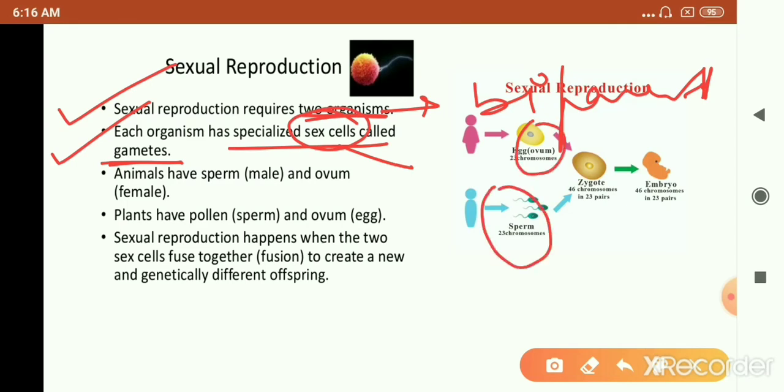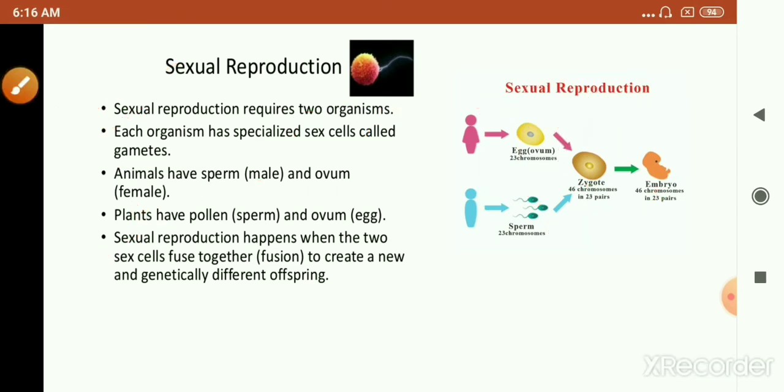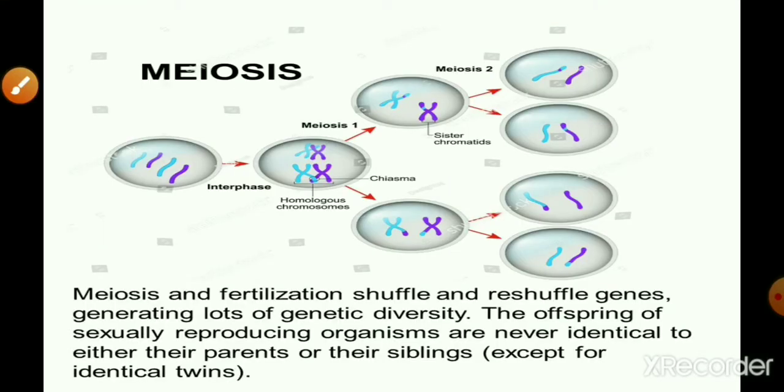The two individuals involved are a male and a female. The male contributes gametes, generally called sperms, and the gamete produced by the female is called an ovum. The process also involves fusion of gametes. When the gametes fuse, a single cell is formed called a zygote, which later develops into a complete individual. So these are the features of sexual reproduction.